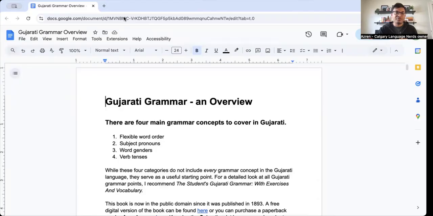Gujarati grammar, an overview. There are four main grammar concepts to cover in Gujarati. We have flexible word order, subject pronouns, word genders, and verb tenses. Obviously, these four categories don't include every grammar concept in the Gujarati language, but they do serve as a useful starting point. If you do want a very detailed look at all Gujarati grammar points, one resource you may want to look into is the Students Gujarati Grammar with exercises and vocabulary.